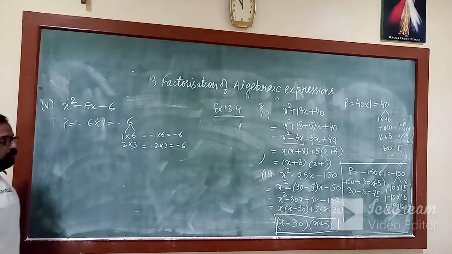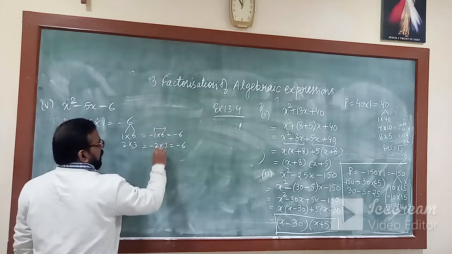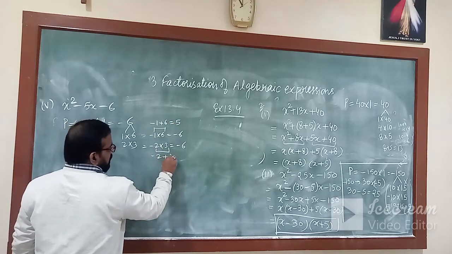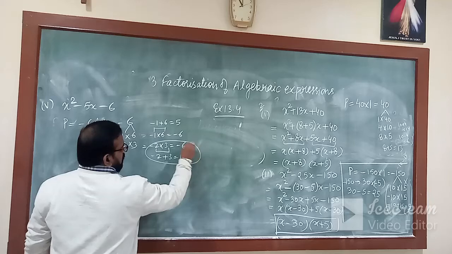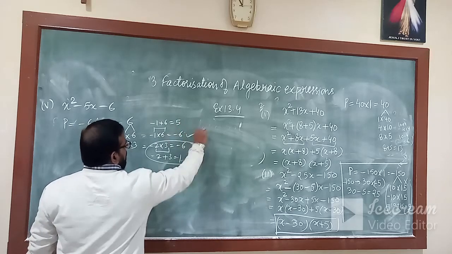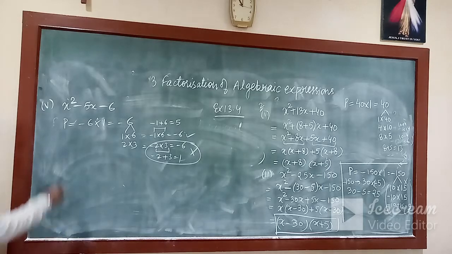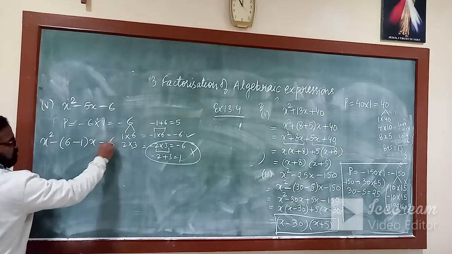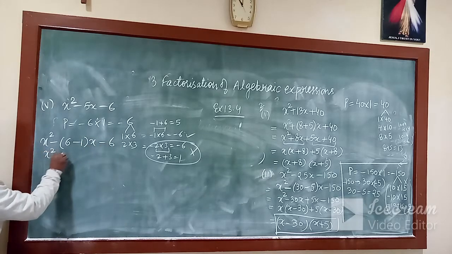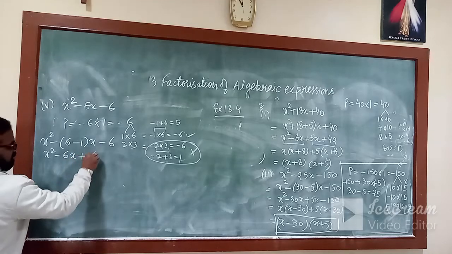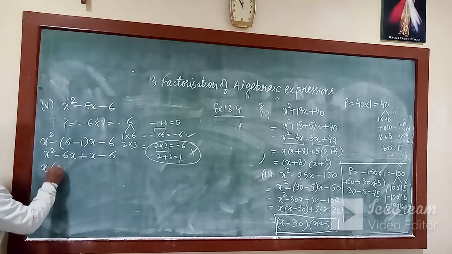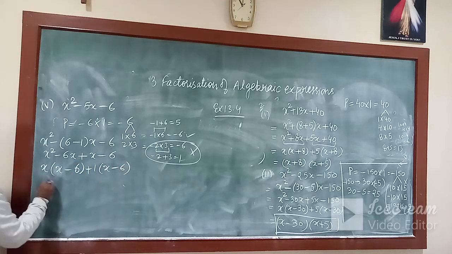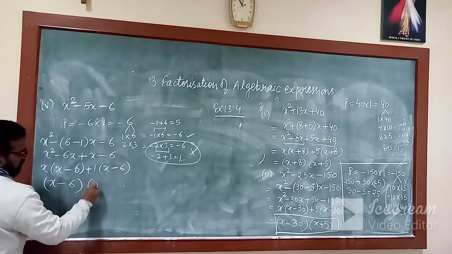Now I have to look at those factors which on adding give you 5. So minus 1 plus 6 is giving you 5, but minus 2 plus 3 is giving you 1. So this we cannot take. So this is our selection, that is 1 and 6. So how we can write? 6 minus 1 will give you 5. So x square minus 6x plus x minus 6. From here I will take x as common. From here I will take 1 as common. So finally x minus 6 into x plus 1.